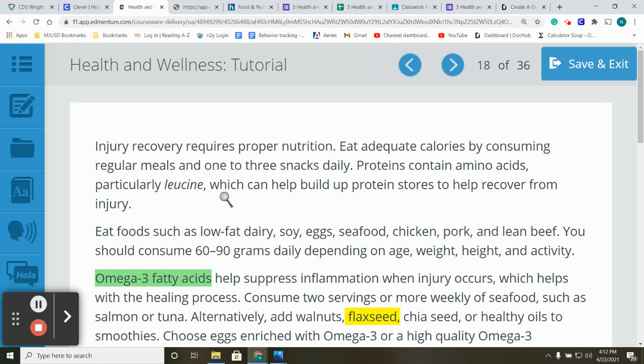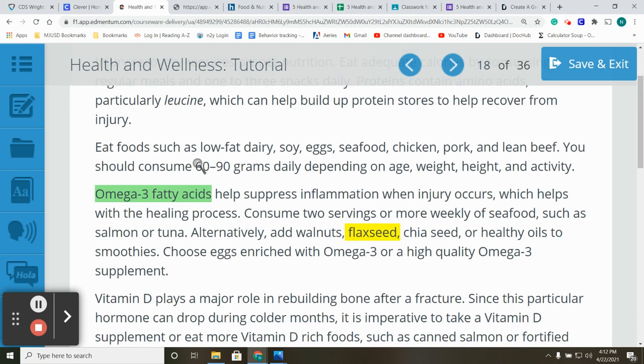Injury recovery requires proper nutrition. Eat adequate calories by consuming regular meals and 1 to 3 snacks daily. Proteins contain amino acids, particularly leucine, which can help build up protein stores to help recover from injury. Eat foods such as low fat dairy, soy, eggs, seafood, chicken, pork, and lean beef. You should consume 60 to 90 grams daily depending on age, weight, height, and activity.